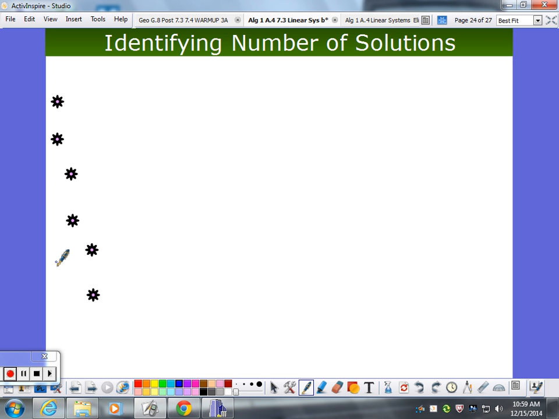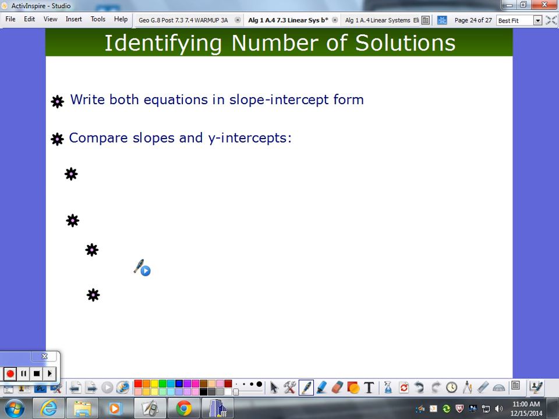So identifying how many solutions. Remember, there could be one, there could be none, or there could be infinitely many solutions. One way to do it is to just try and solve the equation and see what happens. If you want to know ahead of time, here's a way to do it. You write both equations in slope-intercept form, and then you compare the slopes and the y-intercepts.